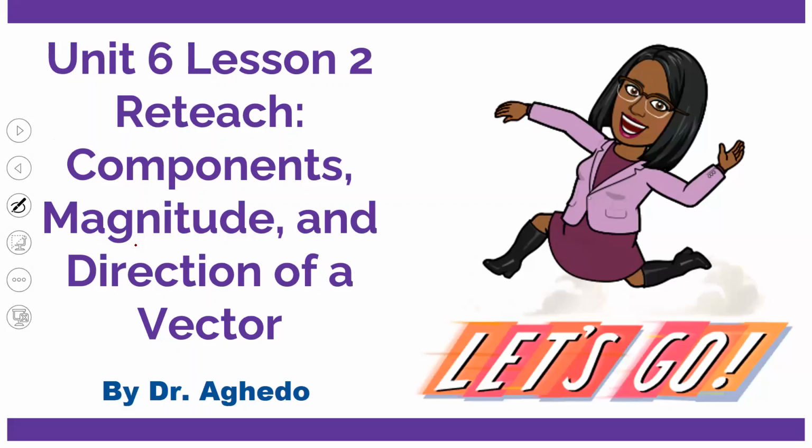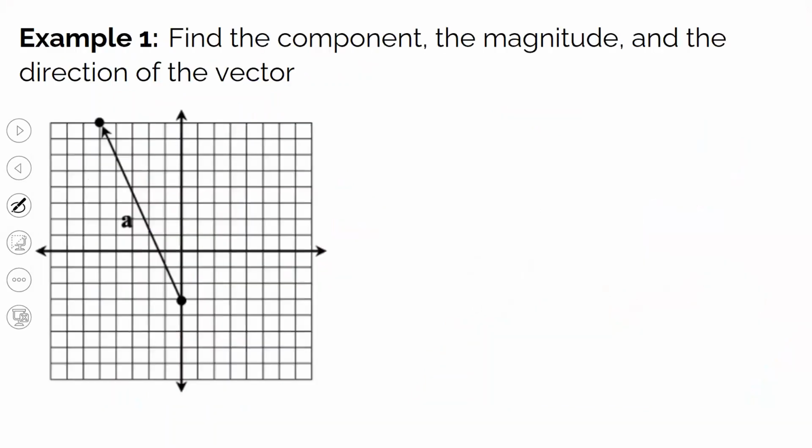Teach or review the component, magnitude, and direction of a vector with you. So example 1. Okay, example 1: we need to find the component, magnitude, and direction of the vector. So many people are still struggling with this.